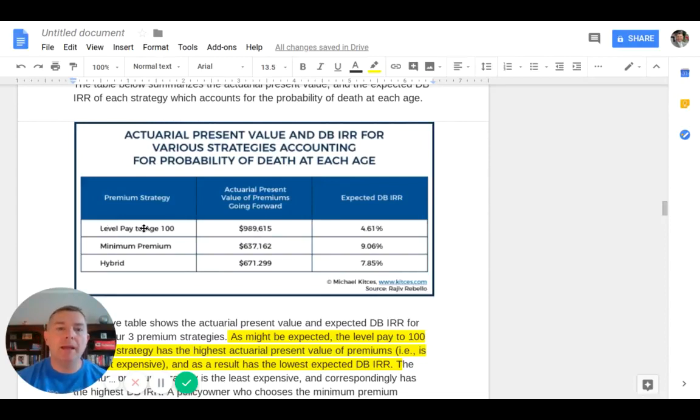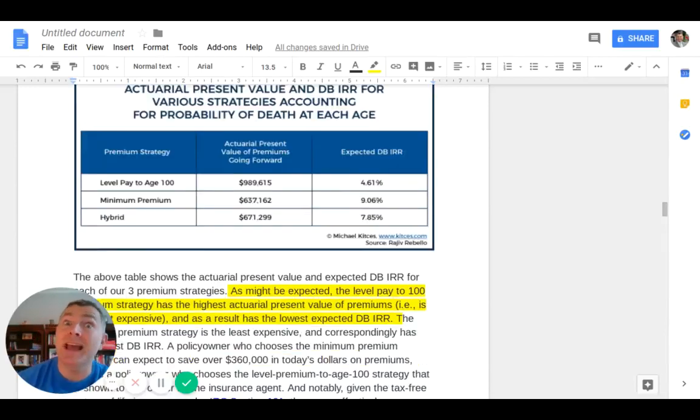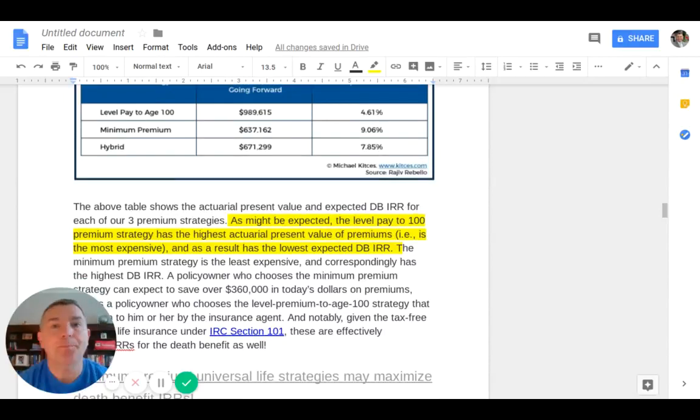So level pay to age 100, actuarial present value of premiums going forward is almost $1 million, which means my expected death benefit IRR is 4.61%. Minimum payment. Actuarial present value of premiums going forward is $637,000. So I pay essentially under all these numbers $637,000. I get $5 million back at my death, which means my expected death benefit IRR is 9.06%. Don't forget that's tax free too, my friends.